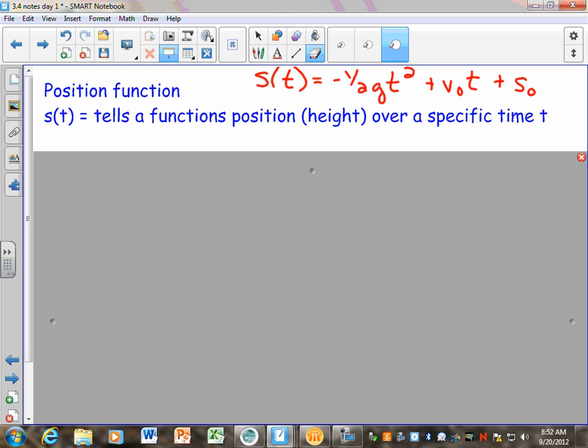This lovely equation at the top is the equation of a position function on anywhere, really. It looks really scary. Most of the time, these problems in calculus, they're going to give you the position function, like they're going to tell you what it is so you don't actually have to figure it out. But you could.